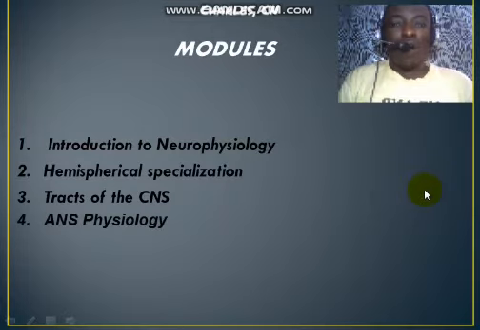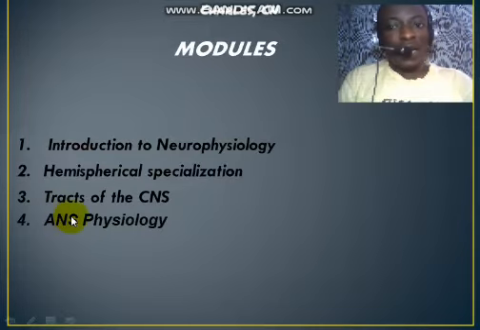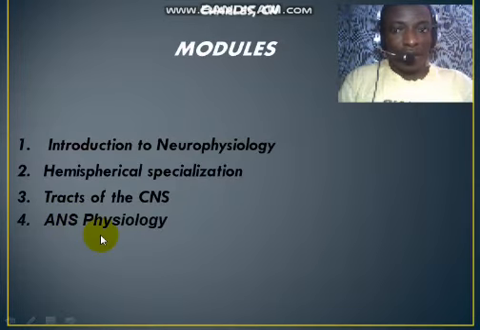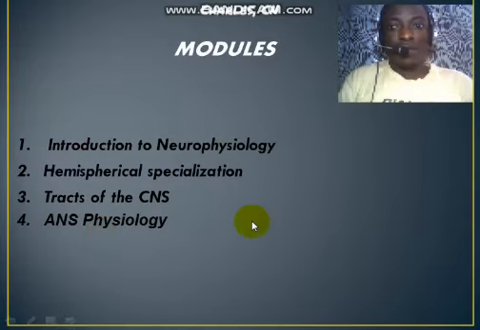In module 4, we'll be looking at ANS physiology. ANS simply means the autonomic nervous system. Very important aspect of physiology. I guess you don't want to miss this part. We'll look at this ANS physiology, everything concerning it, in module 4.